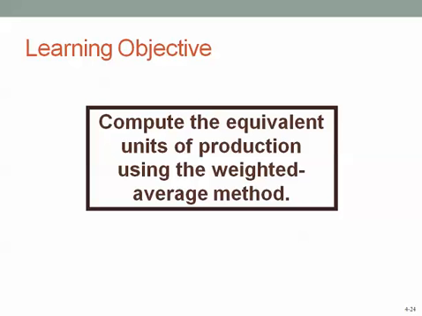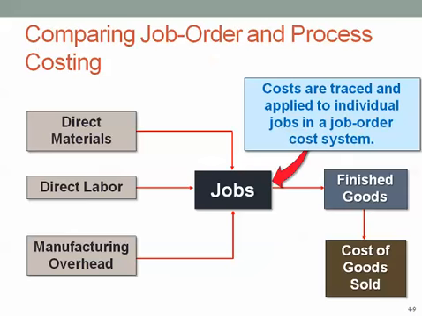In this learning objective, we'll learn how to compute the equivalent units of production using the weighted average method. But before we do this, let's review why it's important to calculate equivalent units of production. That story begins when we contrast job order costing and process order costing.